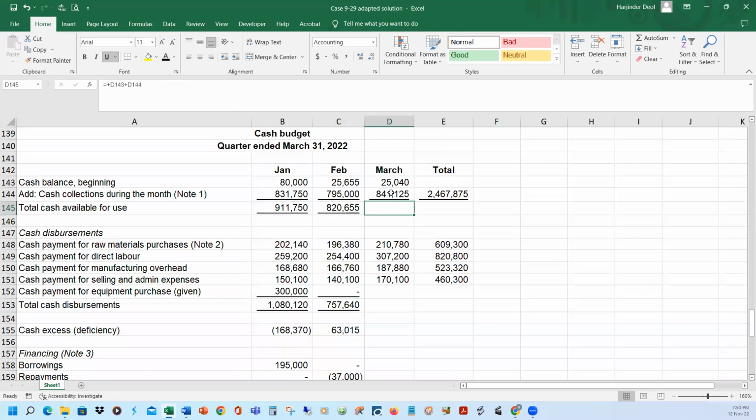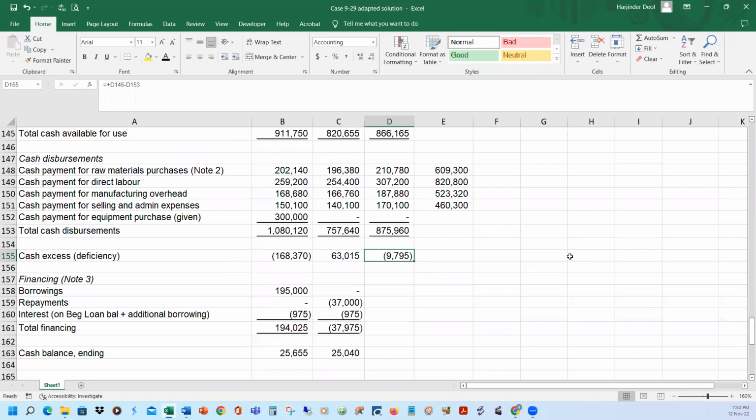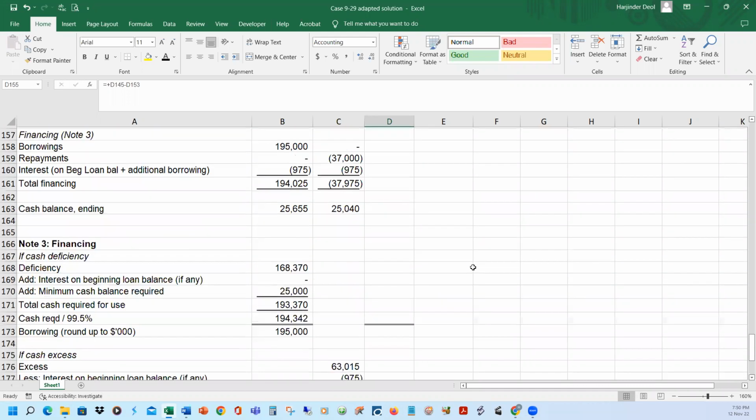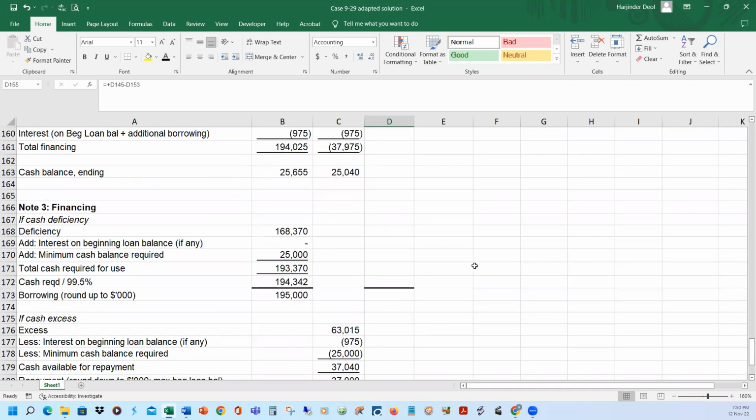In March, we have total cash collections expecting to be $841,125, the total of which gives us $866,165 of cash available for use. The cash disbursements add up to $875,960. Uh-oh, we're again looking at a cash deficiency. This time it's a deficiency of $9,795. So once again, it's time to calculate how much to borrow.